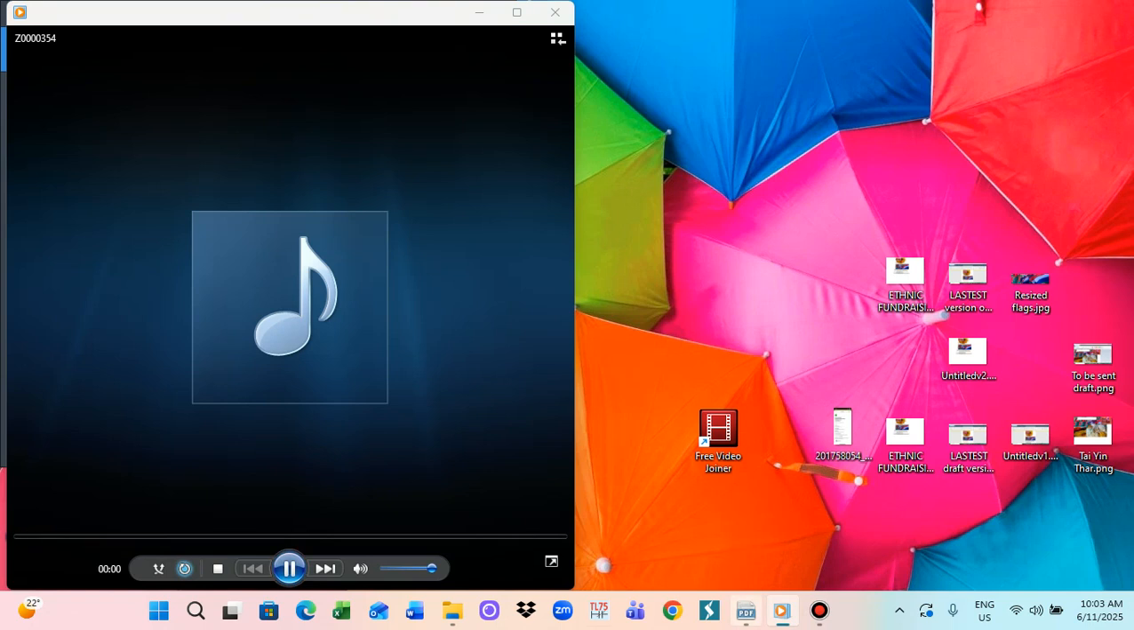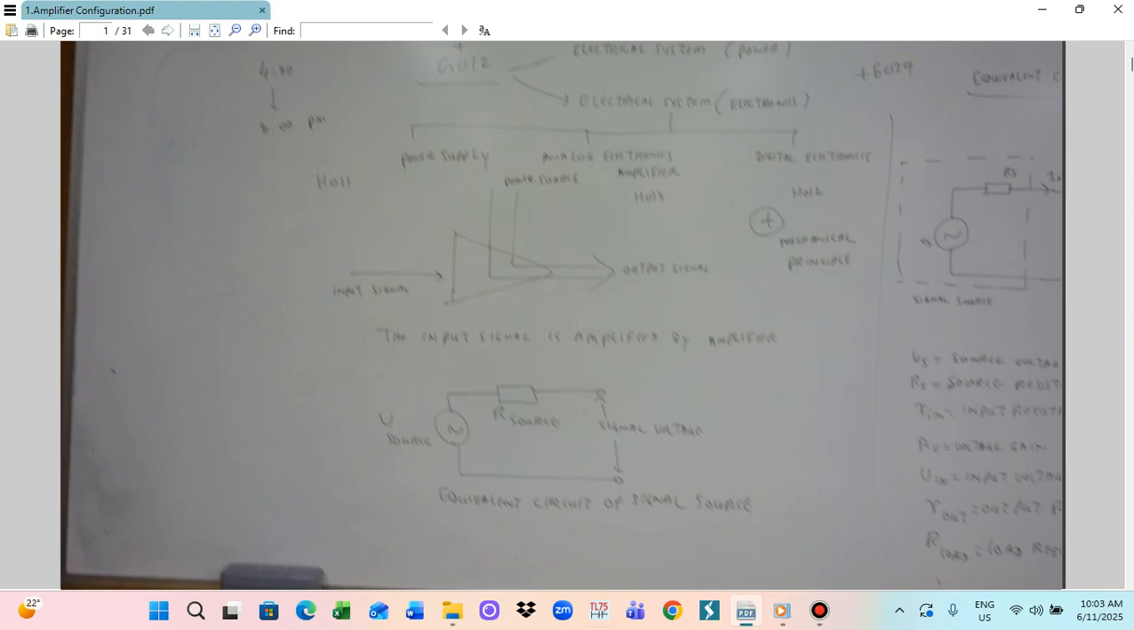Okay, so today is the G12. G12 is called a two portion electrical system. I have already finished the electrical system for power. Now the electrical system for the electronics. In electronics we have three major portions. The power supply I finished, and there's also analog electronics, and now I'm doing the digital electronics.